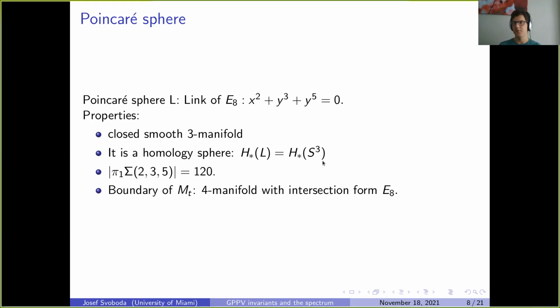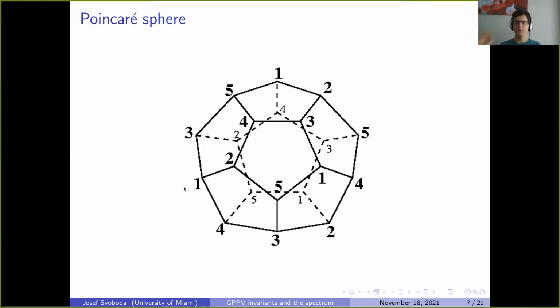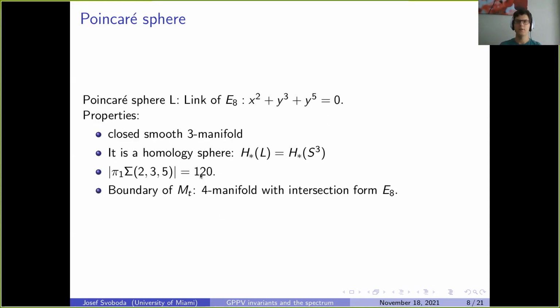So the question was, is it also the three-sphere or not? But it's not, because if you take the fundamental group, which you can probably see somehow from this picture, or you can use the Van Kampen theorem, you will get 120 elements. Another nice property is that, as we know, it is the boundary of this Milnor fiber, which is a four-manifold with intersection form E8. So E8 occurs here again.